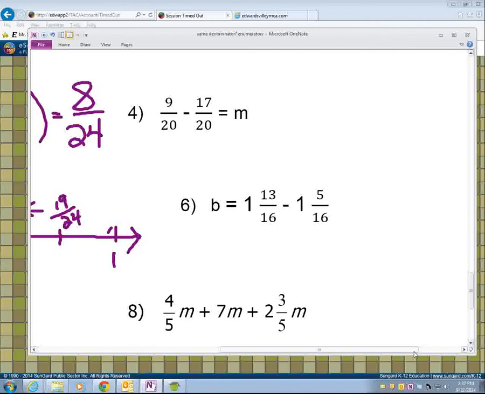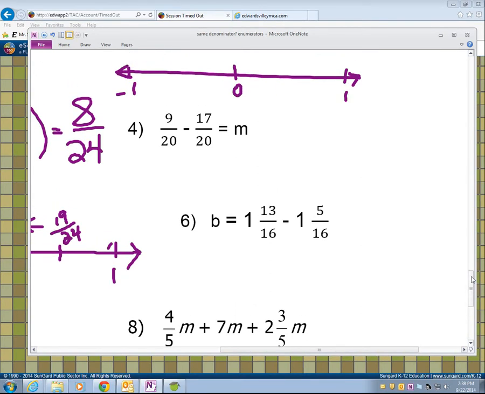Let's do number 4. Now with this one, with the number line, here's 1, here's -1, here's 0. I have 9/20, which is going to be just under halfway. And I'm removing, which means I'm going to be going that way, 17/20.